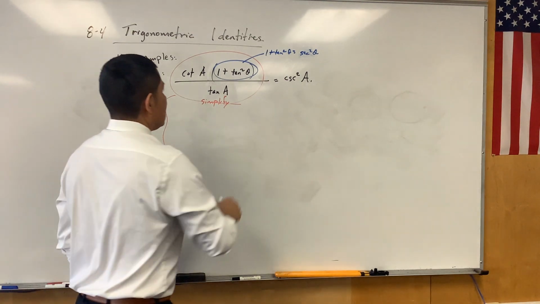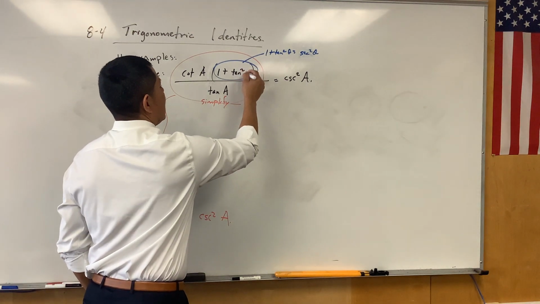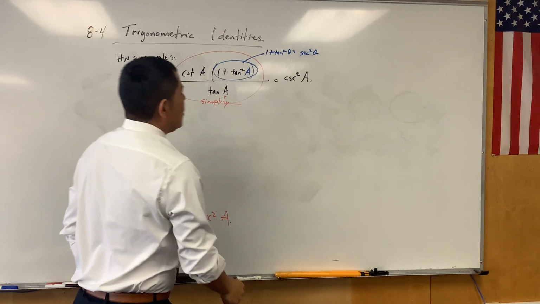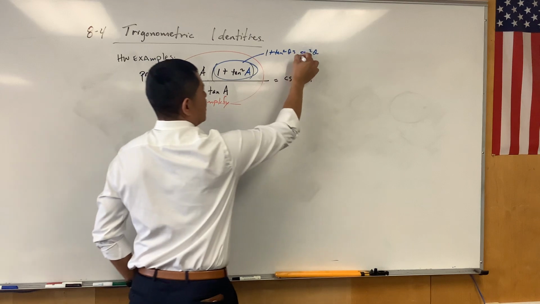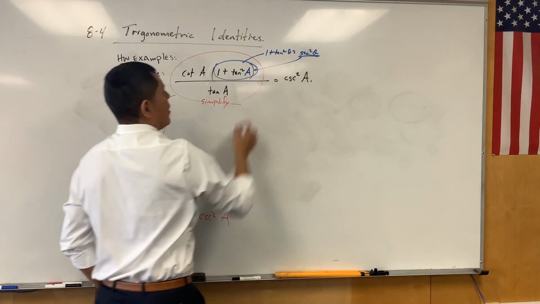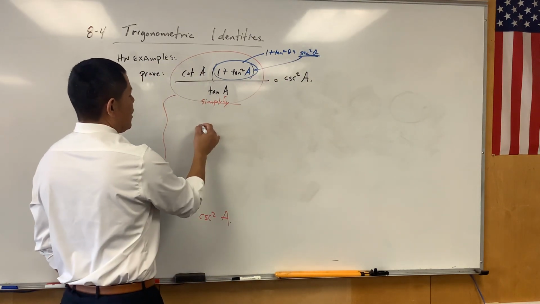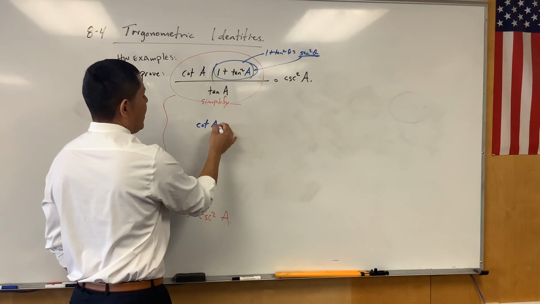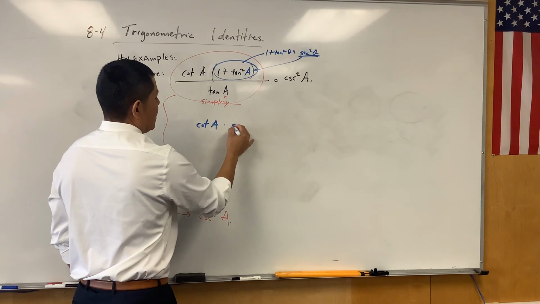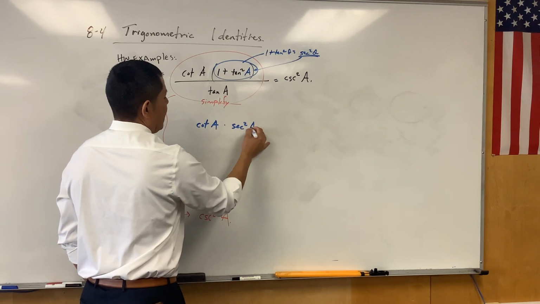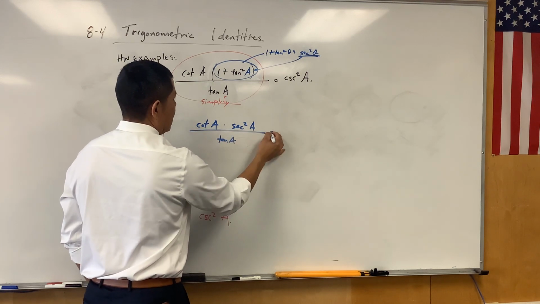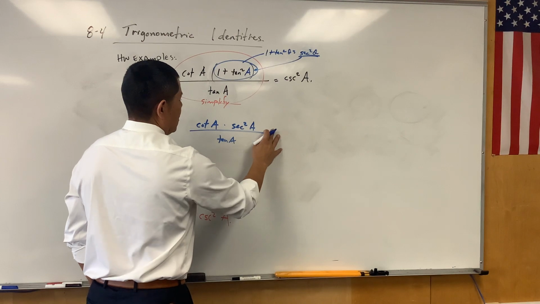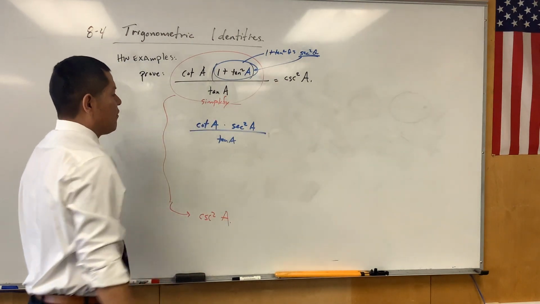So what that says is we can substitute the secant squared for all that stuff in parentheses. So we end up with the cotangent of A times the secant squared of A over the tangent of A is equal to, well, we don't need to worry about that side for now.